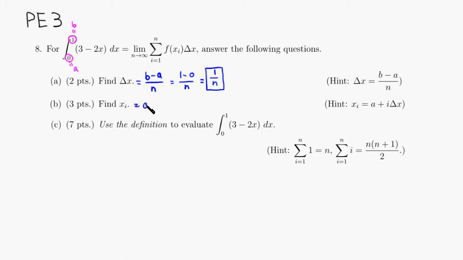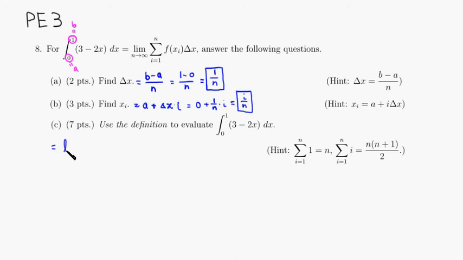Xi is a plus delta x times i. So in this case, a is 0, and delta x is 1 over n, then multiply by i. So it's i over n. Then we're going to use that to evaluate this integral, following the definition.